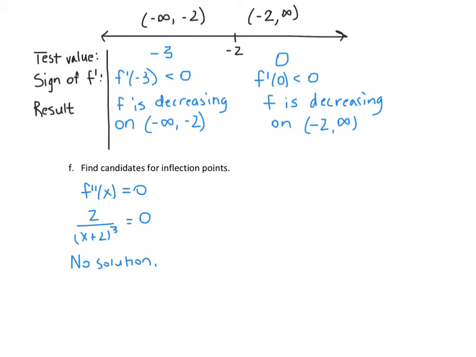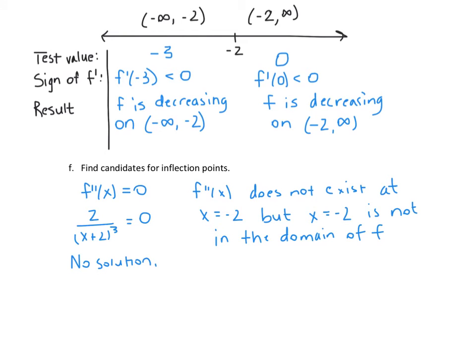We also can consider where the second derivative does not exist. Now, we said that the second derivative does not exist at x equal to negative 2. Negative 2 is not in the domain, but also negative 2 is not in the domain of f. So therefore, we have no inflection points.